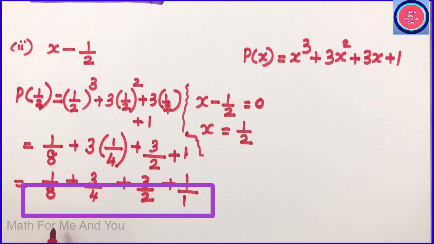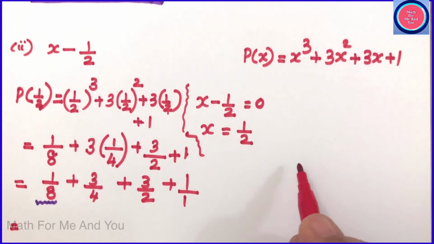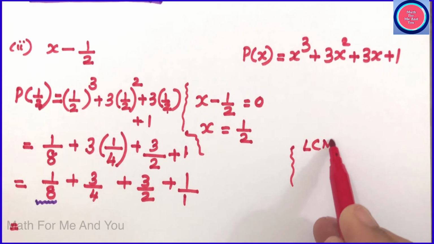Now see the denominators 2, 4, 8. All are multiples of 2. What is the LCM? Because LCM will be the common denominator. Yes, 8. How do we get it? We know if they are the multiples of a number, the highest number will be the LCM. Otherwise, you can write them and find the LCM separately. See, I will show you.